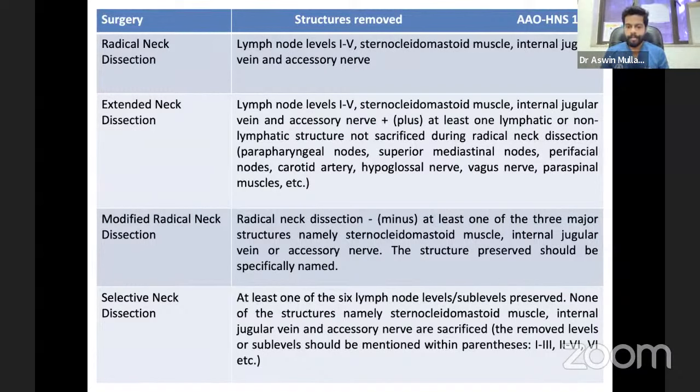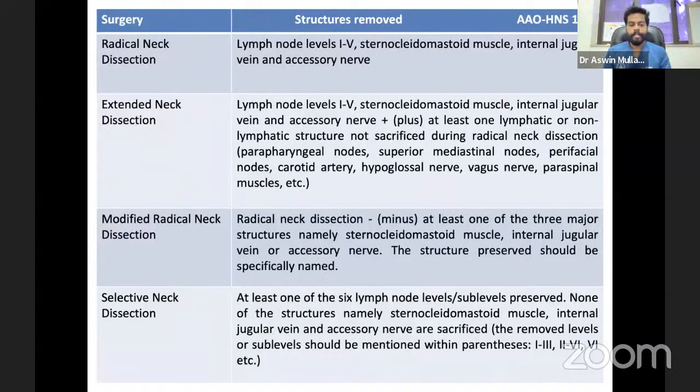In oral cavity subsites other than tongue and floor of mouth, the selective neck dissection will be level 1 to 3. In case of tongue, it will be level 1 to 4 due to some evidence of occult metastasis. Occult metastasis to level 4 is about 5%, and in some studies it is up to 50%. So in case of tongue and floor of mouth, we'll be addressing level 4. In all other cases, we'll be addressing levels 1 to 3.